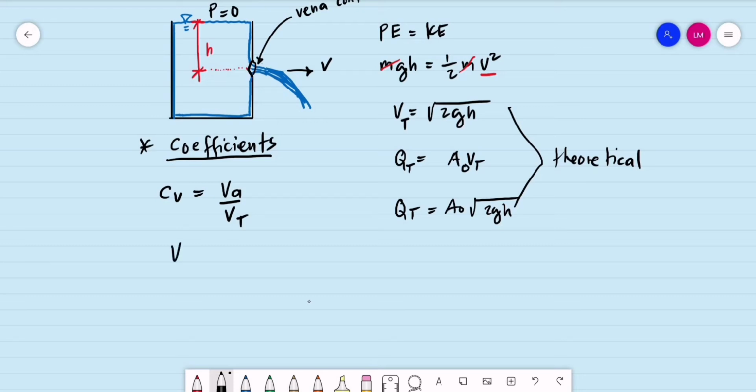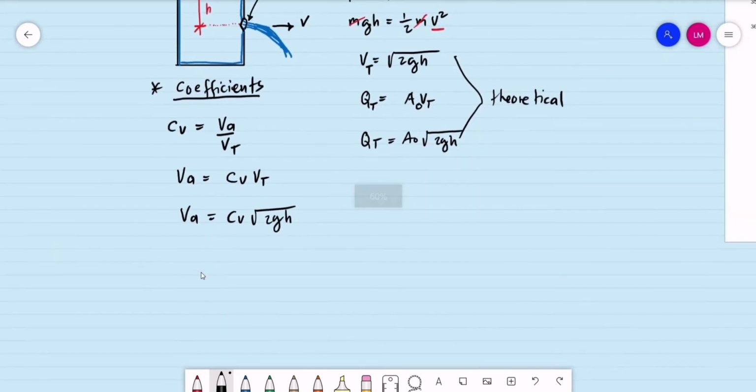Kaya kung gusto natin kunin, for example, yung actual velocity, ito yung coefficient of velocity times the theoretical velocity. Or velocity actual is equal to C sub V times the square root of 2g h. So maglalagay lang tayo or magmumultiply lang tayo ng coefficient para makuha yung actual values. So the same with the discharge. Sa ibang reference, C. Sa iba naman is C sub D. Ito yung ratio ng actual discharge sa theoretical discharge.